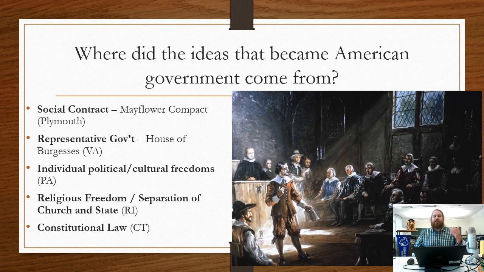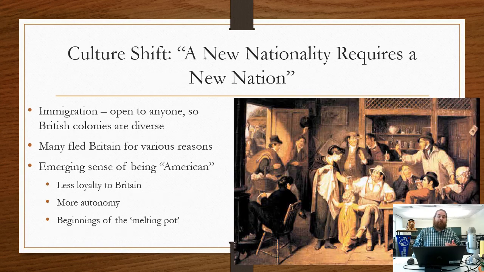And so all these things eventually become American government. The Mayflower Compact in Massachusetts was the first social contract. The first representative government in the Americas was the House of Burgesses in Virginia. Pennsylvania pioneered individual liberty. Rhode Island was the first to do separation of church from state. Connecticut was the first colony to write a constitution to govern it. And so all these ideas that will become the United States, they're available here. They're in these colonies leading up to it.